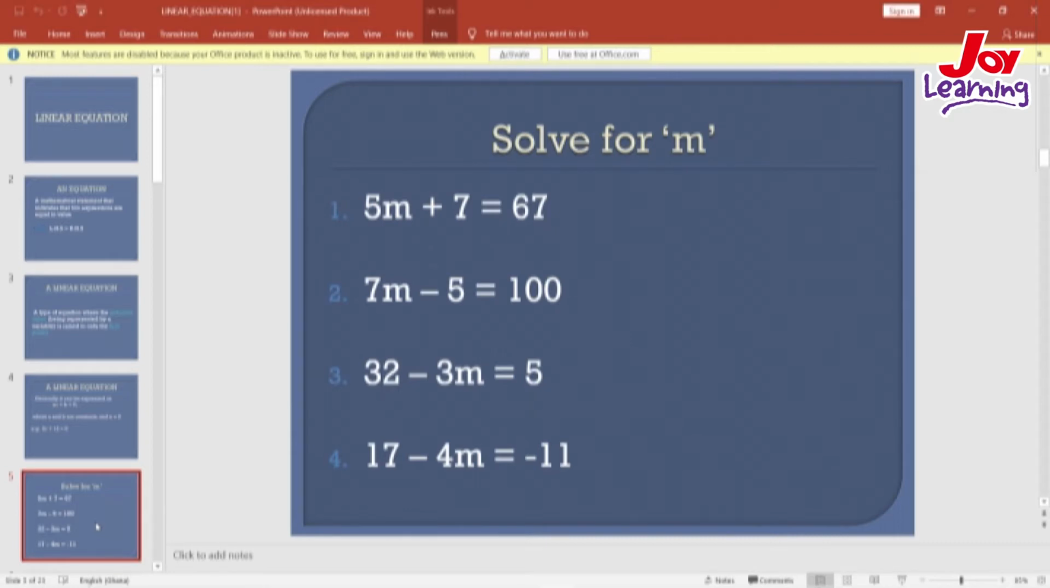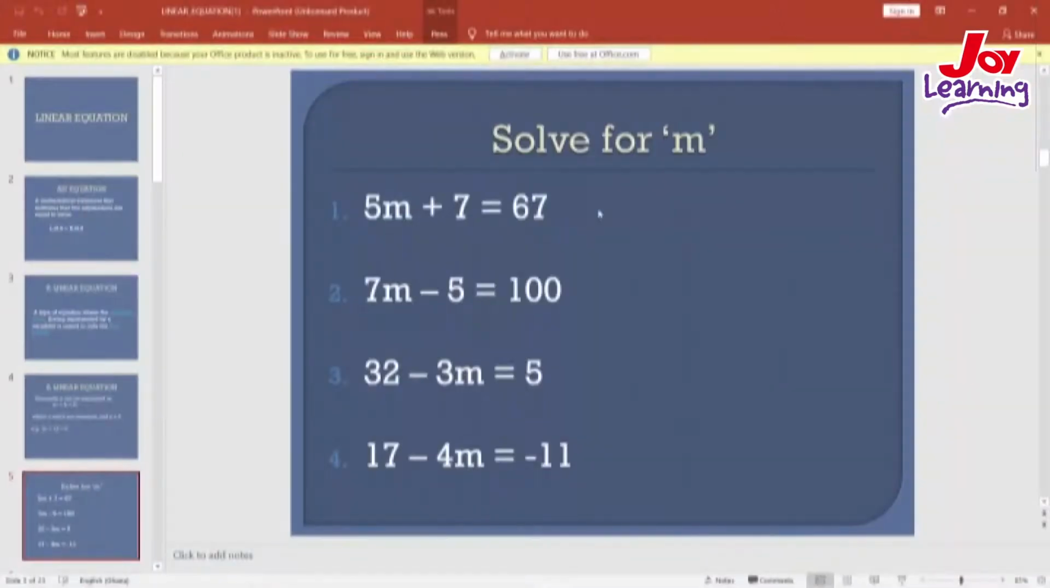So in all these questions, you are supposed to find a value for m which will satisfy the equation, a value for m which, when replaced with the variable, the equation will be correct. So let's look at how we go about it. Let's look at the first question.